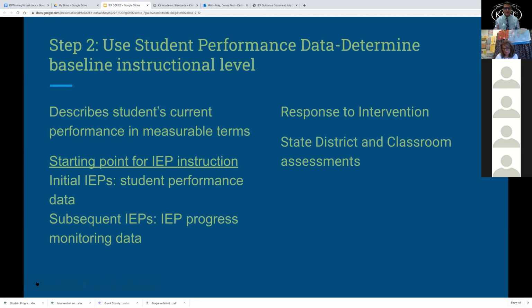And in initial IEPs, student performance data comes from a certain place, and we've already talked about that. It comes from the RTI data, really. That's where it's supposed to come from. And classroom observation, classroom data. And then some information will be gathered also from the integrated report for the initial. And then on subsequent IEPs, we're looking at progress monitoring data. So your starting point, this slide's a little off here a little bit. The starting point for IEPs, initial IEP, student performance data, and then response to intervention, and state and district and classroom assessments. And then for your subsequent IEPs, we look at the IEP progress monitoring data.